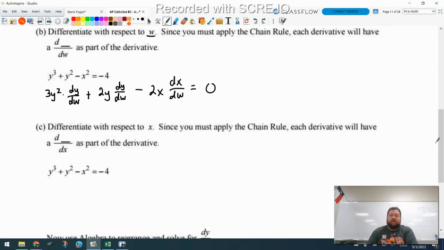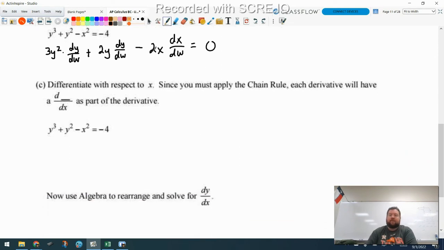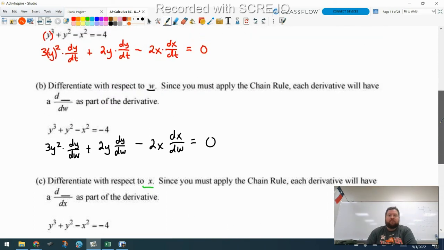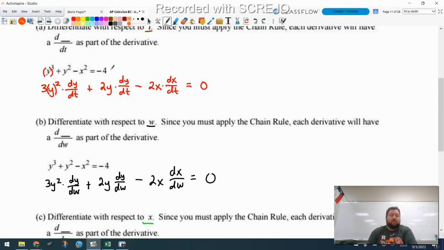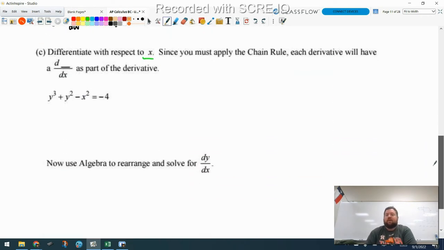Okay, so I was mentioning letter C earlier, so here we go. Now we are taking the derivative with respect to x. That is the most common. Okay, we do a lot of problems where we take the derivative with respect to t, which we will get to in our next section. Okay, but if we're not doing it with respect to t, it's almost always with respect to x.